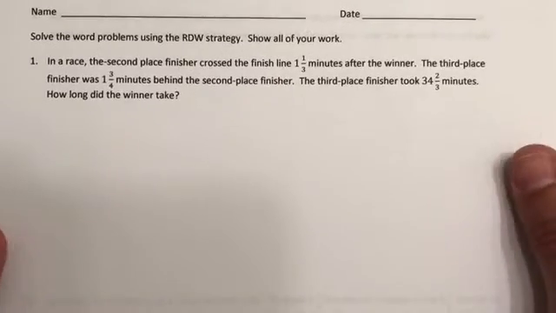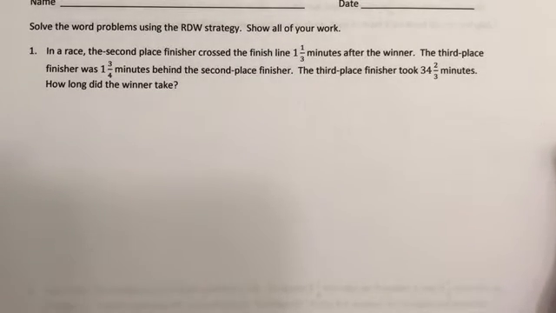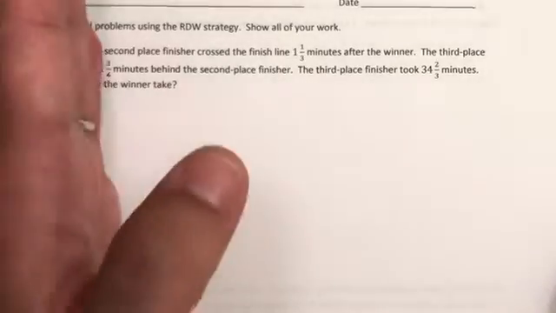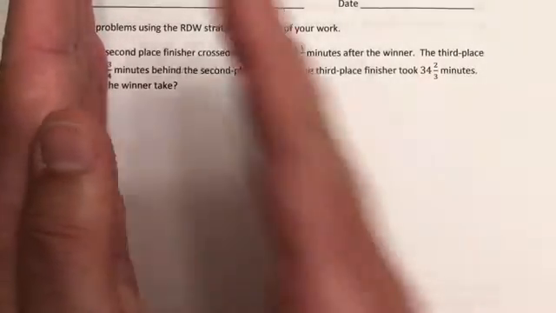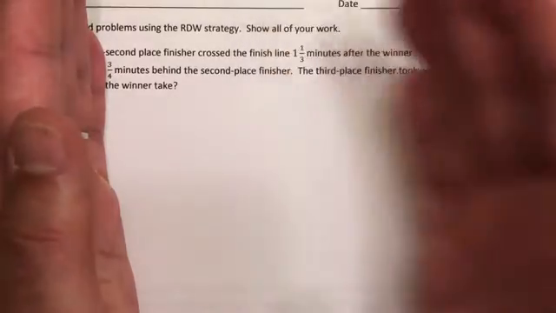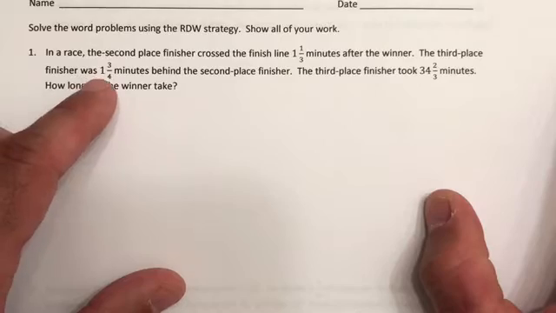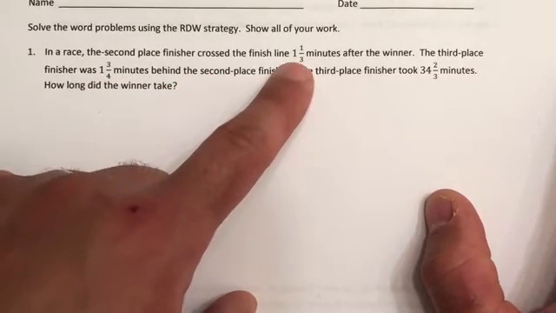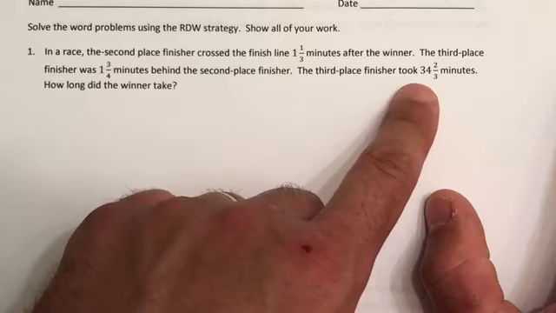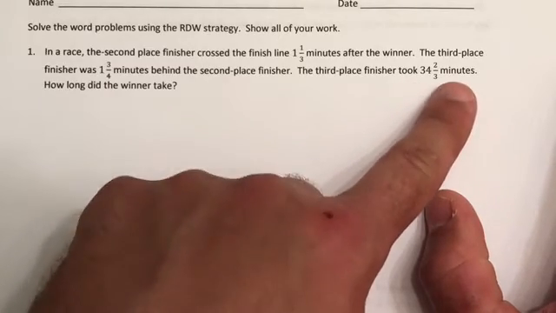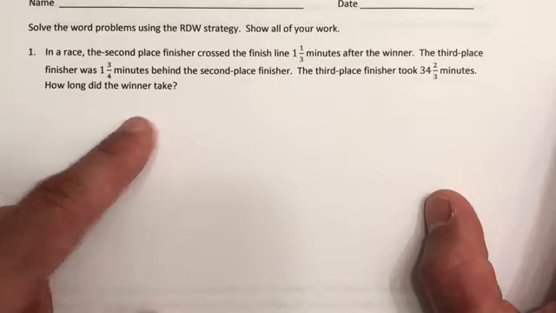So here we go, number one. It says, in a race, the second place finisher crossed the line 1 1/3 of a minute after the winner, okay? So again, when we're doing races, you have to think there's the winner's time first. Then every time after that is going to have time added to it, okay? Think about it like that. The third place finisher was 1 3/4 of a minute behind the second place finisher. The third place finisher took 34 2/3 minutes. How long did the winner take?